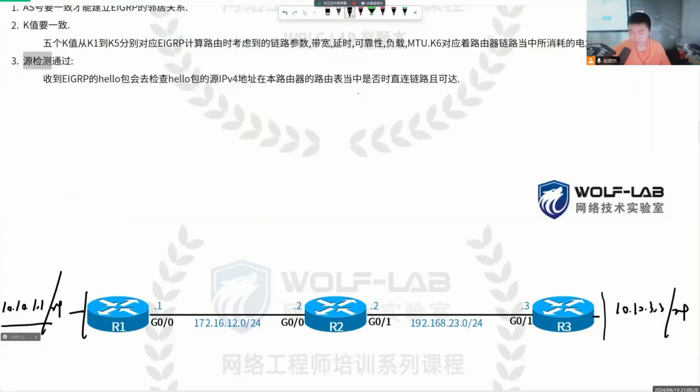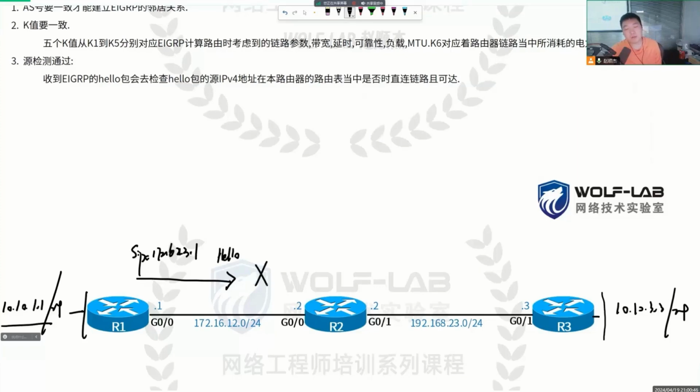Source check failed. Okay, let's do this. Now R1 sends an EIGRP hello packet. Our source address is 172.16.23.1. R1 sends the EIGRP hello packet. R2 finds that your source address is not in the same network segment as mine, so I won't receive your hello packet. I don't consider you my EIGRP neighbor.